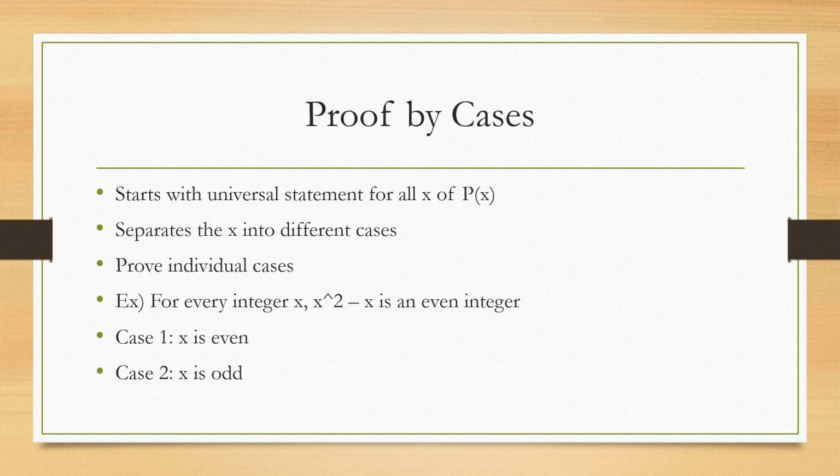Proof by cases. So I start with the universal statement for all x of P of x, and then I separate the x into different cases, and then prove the individual cases. An example of this is for every integer x, x squared minus x is an even integer. Case 1 being x is even, case 2, x is odd.